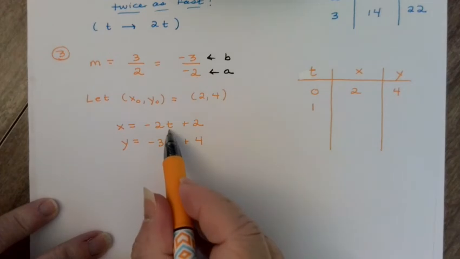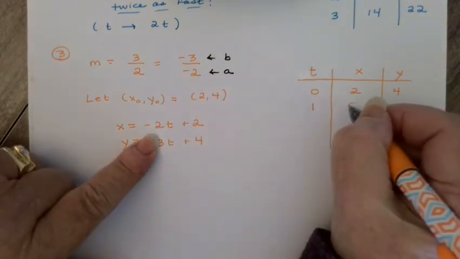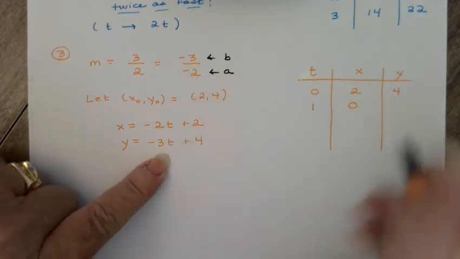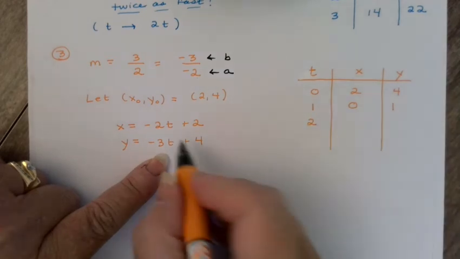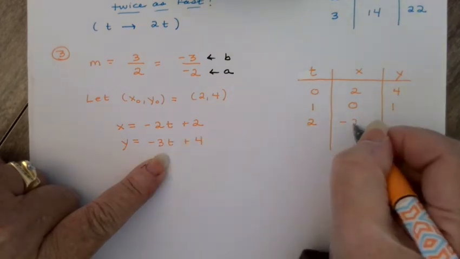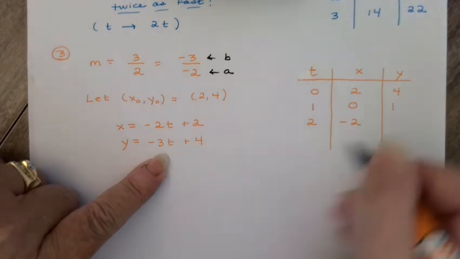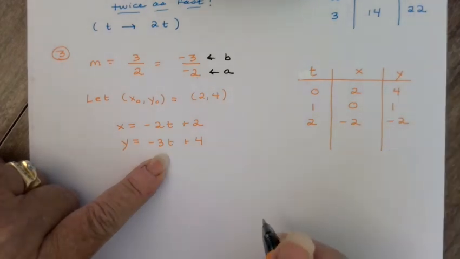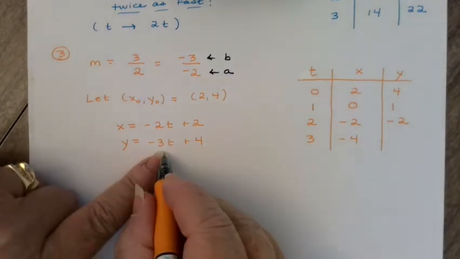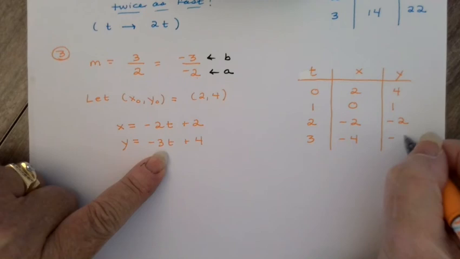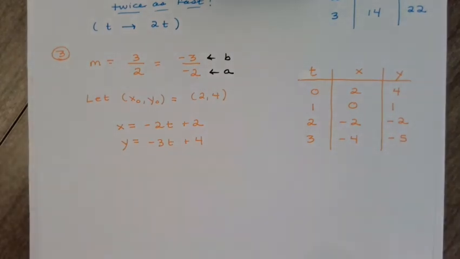Plugging in t equals 1. -2 plus 2 is 0. -3 plus 4 is 1. Let's do t equals 2. Negative 4 plus 2 is negative 2. Negative 6 plus 4 is also negative 2. And how about t equal 3? Negative 6 plus 2 would be negative 4. And negative 9 plus 4 would be negative 5. Those are points that have not appeared on my graph up to this point. So let's add those in there.